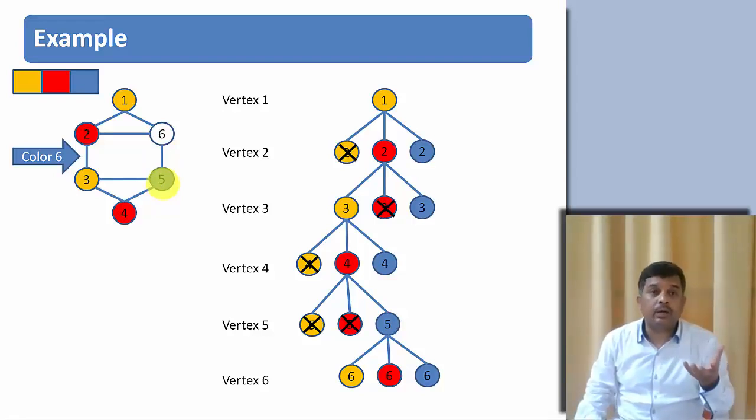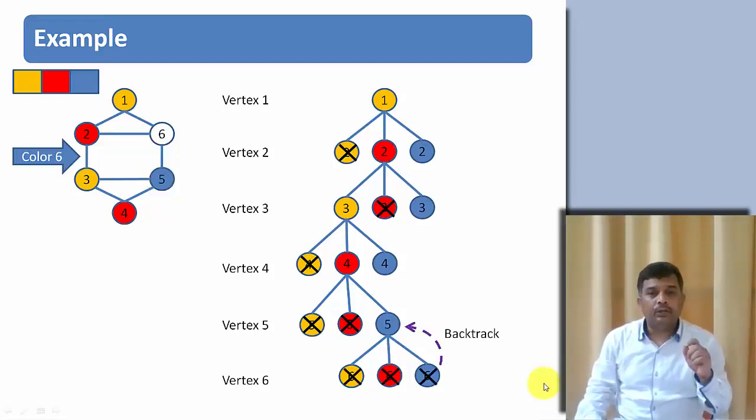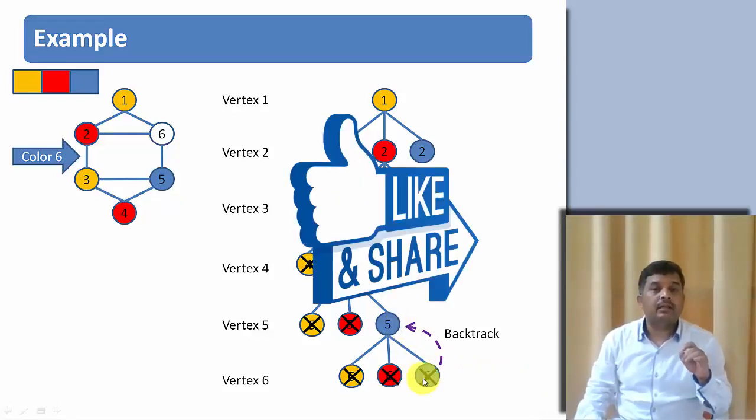Now what can I do? Which color do I have to give? In that case, what I'll do is backtracking. I'll go to my previous node, that is vertex 5. Is there any option available to me at vertex 5 except the color blue?